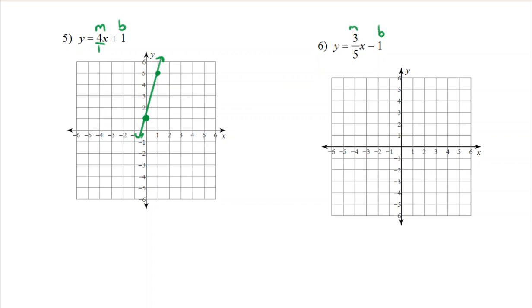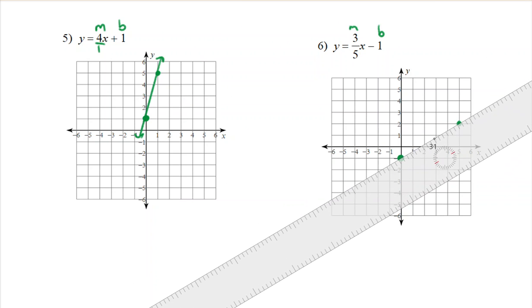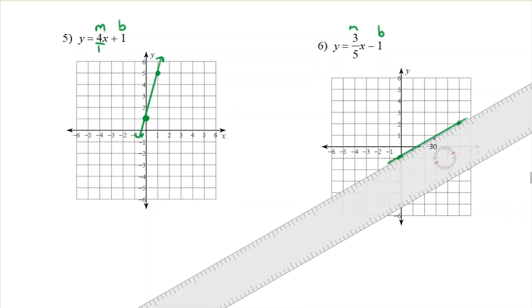So you should have the y-intercept at -1, which is a dot on the y-axis at -1. Then our fraction is to rise 3 and run 5. From my first green dot, up 3, 1, 2, 3, and 5 to the positive side, 1, 2, 3, 4, 5. Did you get it looking like that? Yes? Wonderful.